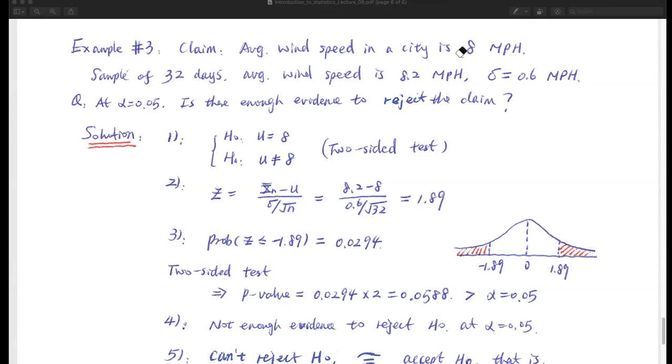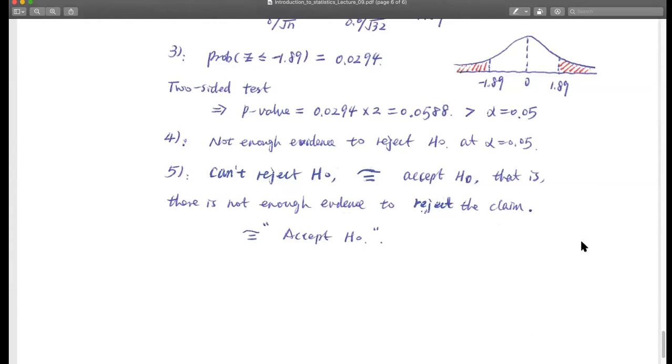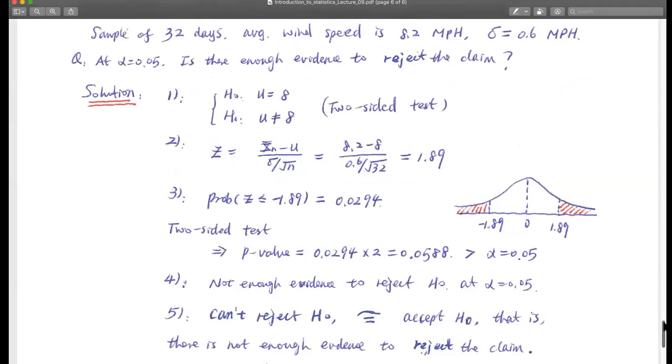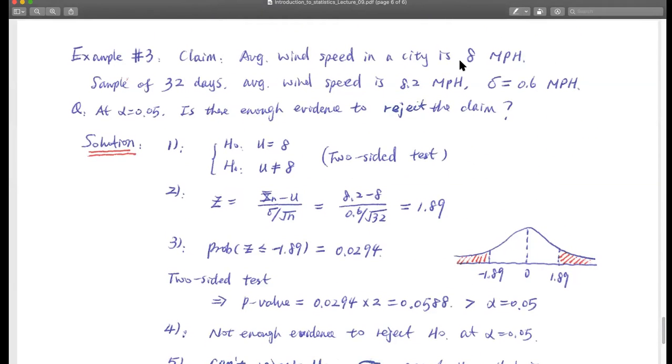You see that? But it's not that significant. Instead, we say there's not a significant difference to say the average wind speed in that city is different from 8. So it is about 8 miles per hour. That's the conclusion we are getting here. Follow me, everybody? That's the conclusion. There is not enough evidence to reject the claim. That means we accept that. Are we good?